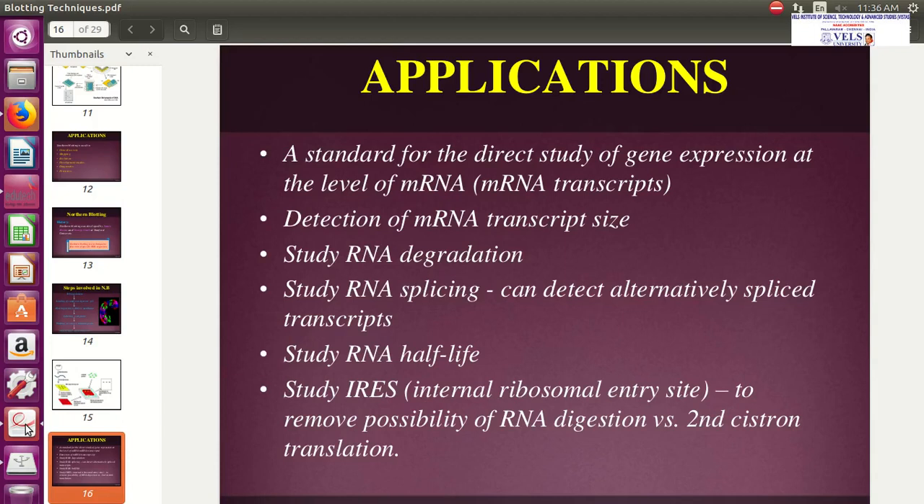Then it will be coupled with labeled probes and put in the cover and kept for a sufficient time, and after a particular time you will remove the membrane and keep it on the X-ray film, and you will visualize the RNA which is probed. Okay, unbound probes are removed separately.